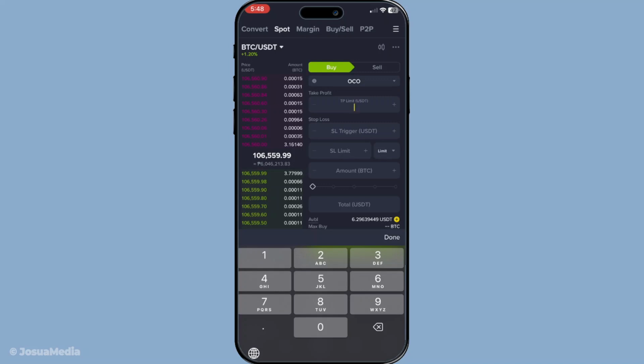Next, enter your limit price. This is the price at which you want to sell or buy the crypto. Make sure this price aligns with your overall trading strategy. Considering factors like market trends and historical data can help you make more informed decisions.